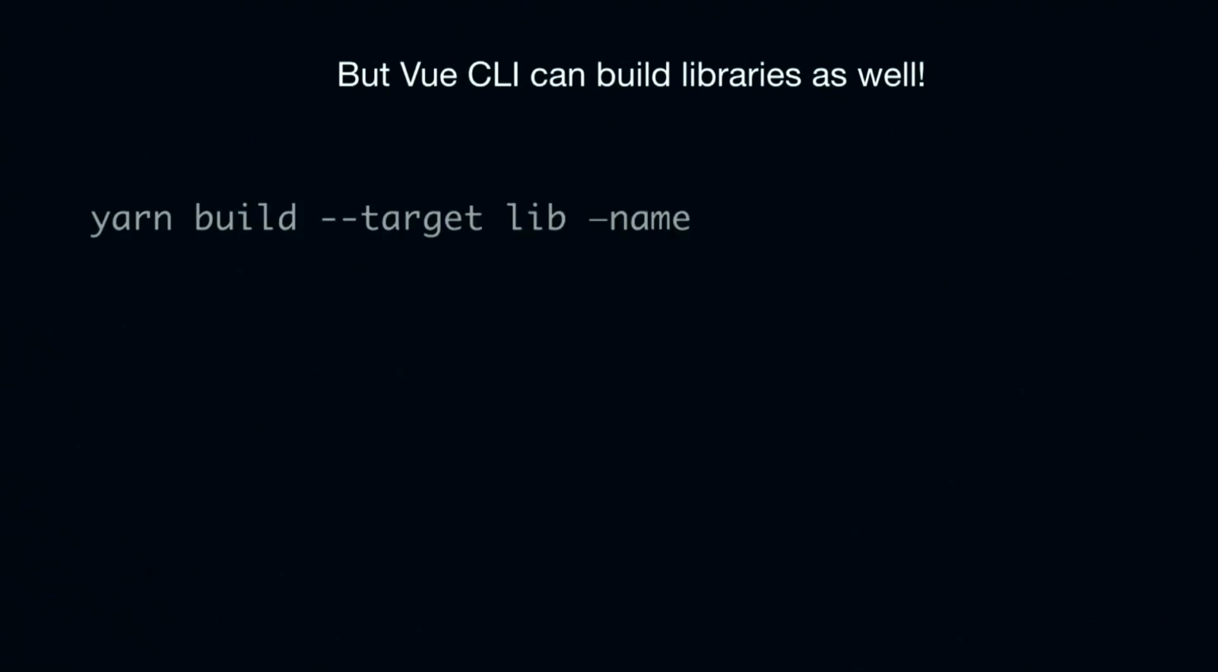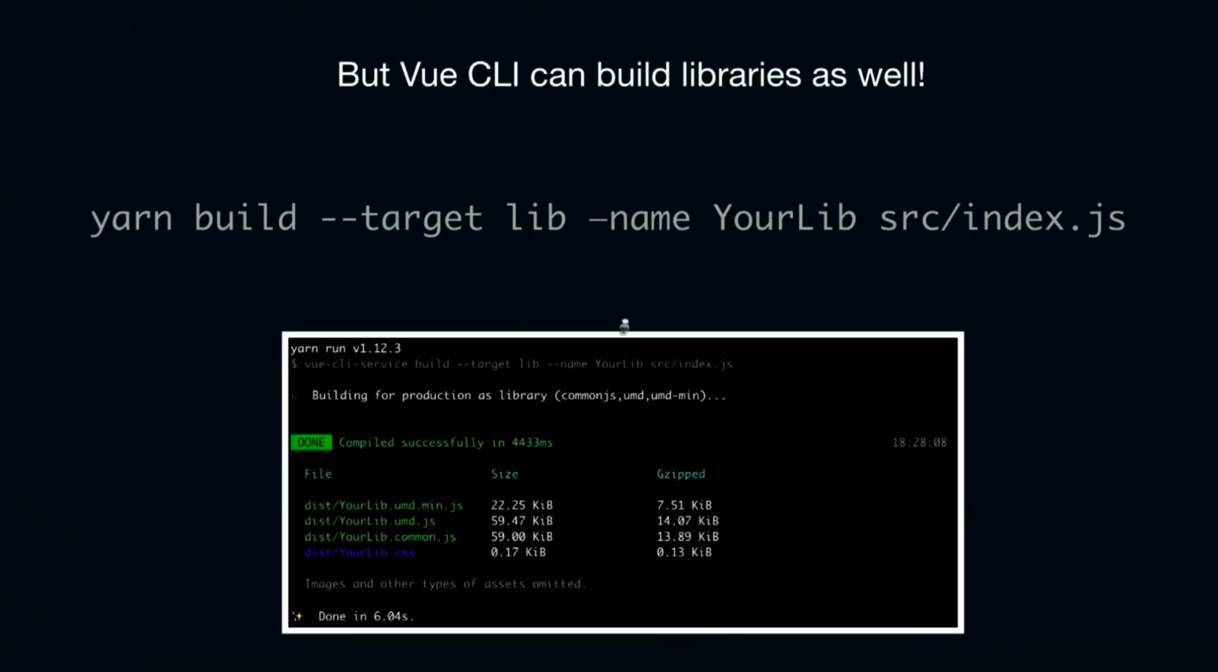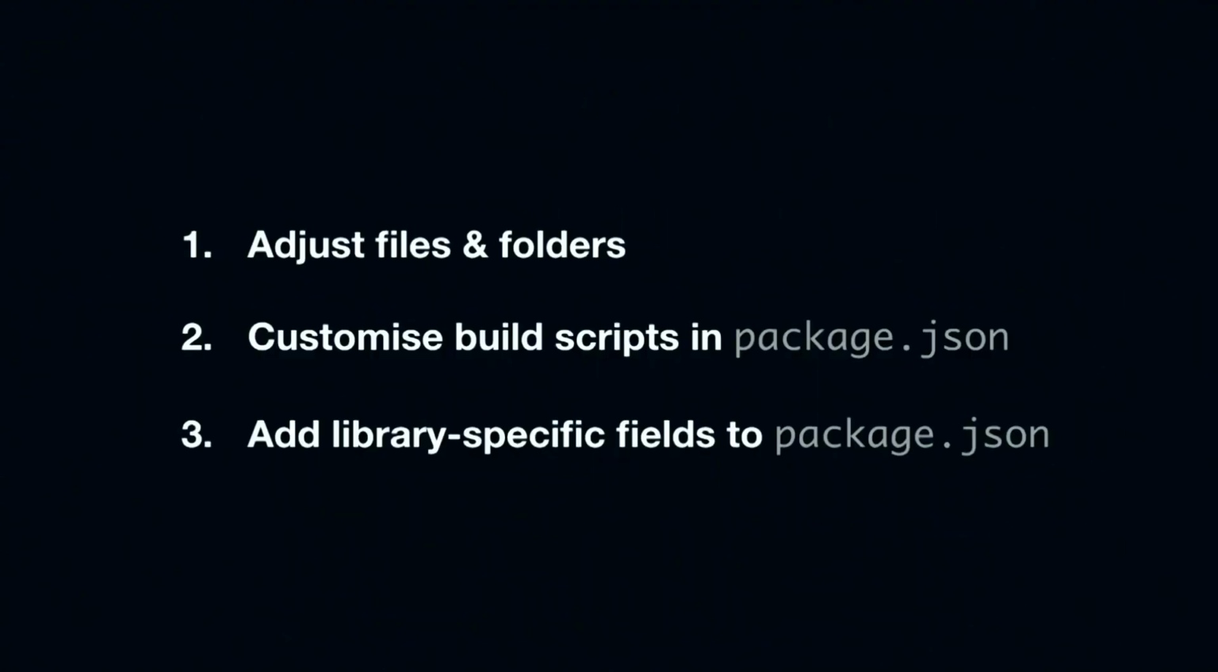We have a command for it that is a little bit more complex, but it's easy once you understand all the little parts. You are targeting a library. The library needs a name to be consumed in a browser when you include it with a script tag, and we also have to point to an entry file, which is, in my case, source index.js. And now what you're getting is a UMD bundle, minified and non-minified, and you get a CommonJS bundle as well.